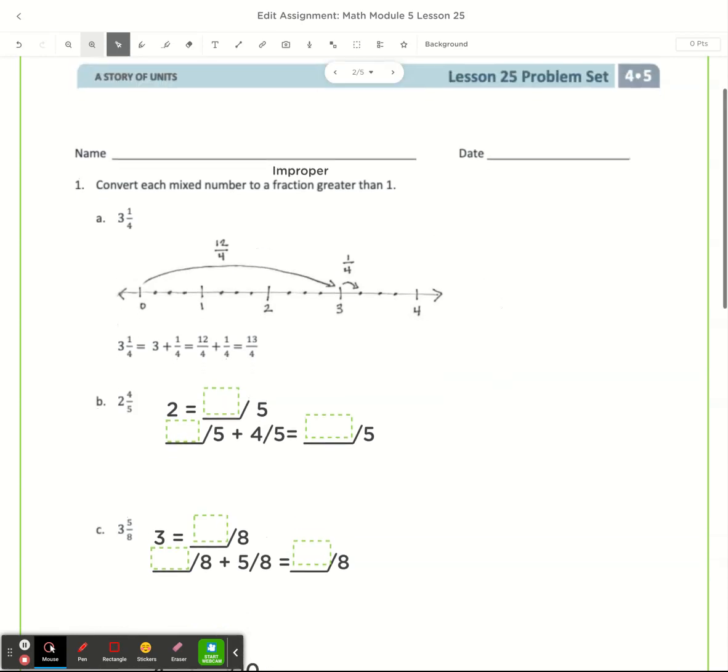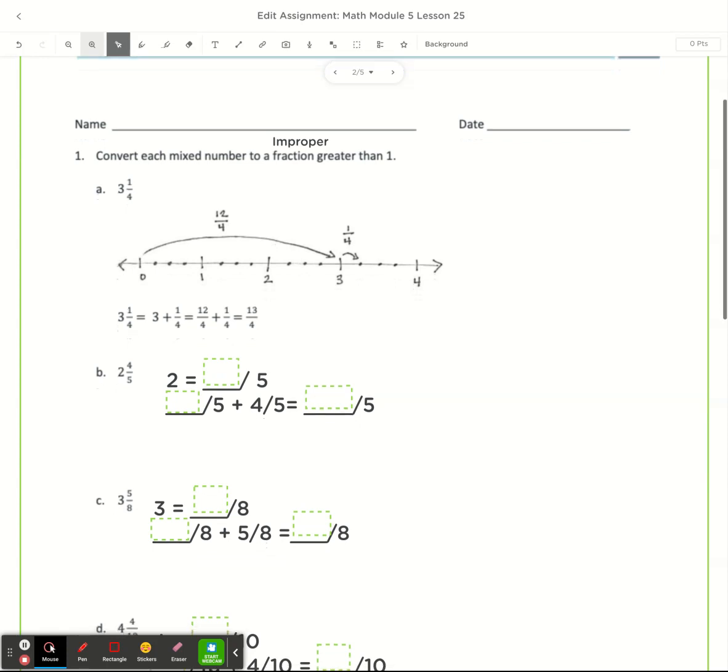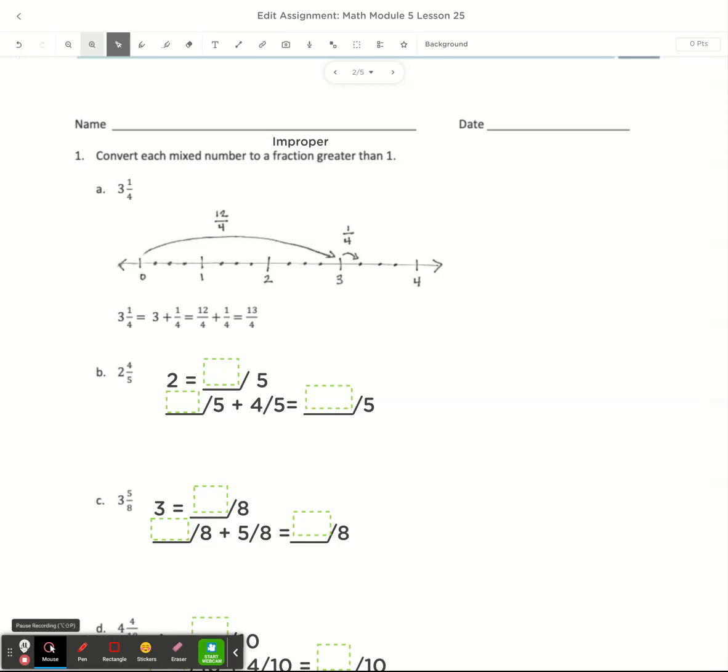So on slide 2, we're going to start right away, and we're basically going to be doing the opposite of what we have been doing the past couple days. The past couple days, we have been going from an improper fraction to a mixed number, and now we're going to be going backwards, going from a mixed number to an improper fraction.